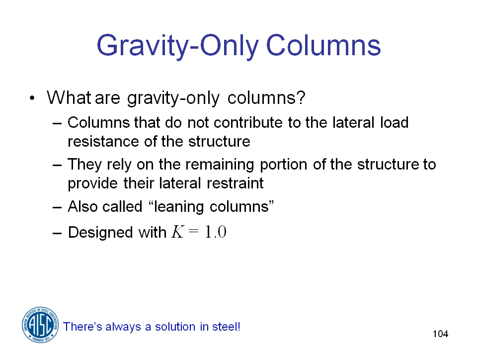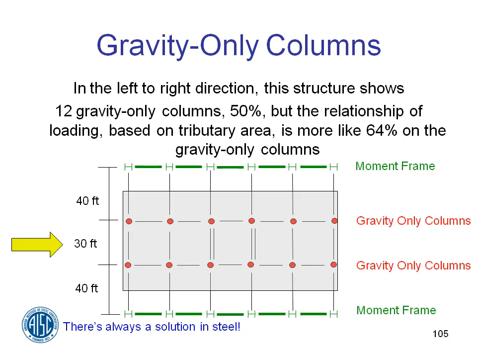They're also called at times leaning columns. They are columns that don't contribute to the lateral load resistance of the structure. They, in fact, rely on the lateral load resisting system for their support, but they are extremely easy to design because you design them for K equal to 1. And here's a little floor plan that shows two perimeter moment frames, one here in the east-west direction.